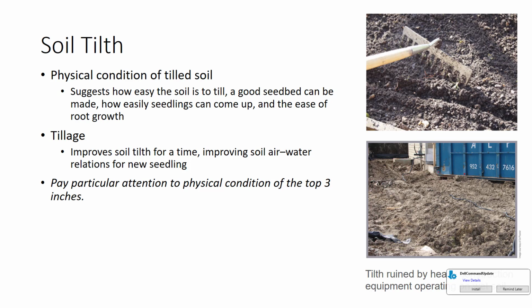Tillage improves soil tilth for a time, improving soil-air-water relations for new seedlings. It does so by loosening the soil and stirring air into it. Fine texture soils are most improved by tillage because coarse soils are already well aerated and loose. Tillage tends to cause a year-by-year decline in soil structure, however.